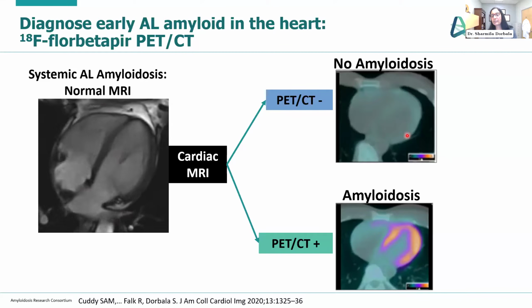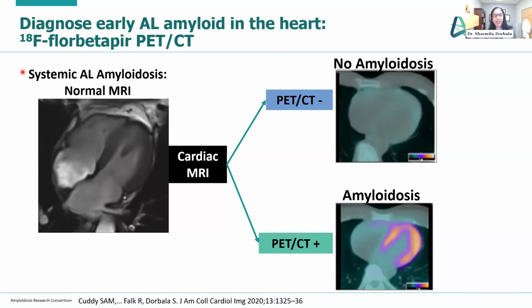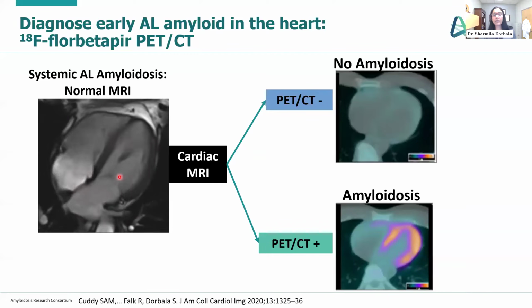Or you could see something like this, where the PET scan is negative and says, this is a true negative. The patient has systemic AL amyloid, but in this particular individual, the heart is spared.